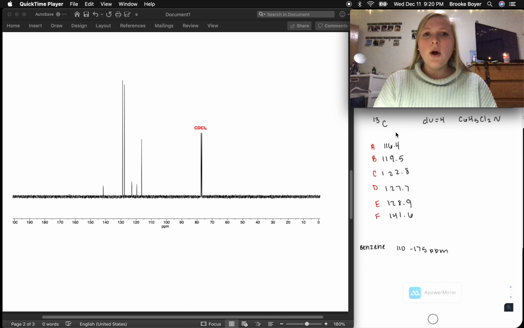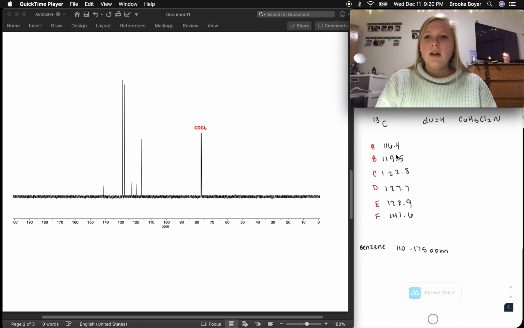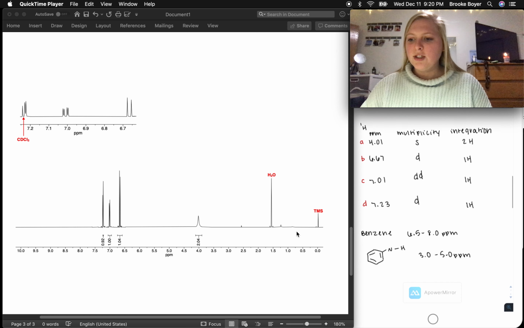So what the carbon NMR tells us is that there are 6 unique carbons, and there are only 6 carbons in our molecular formula, so they are all unique. There is no symmetry, and we know that the chemical shifts of benzene carbons are 110 to 175, and all 6 of these are within that range, so all 6 of these must be a part of our predicted benzene aromatic ring.